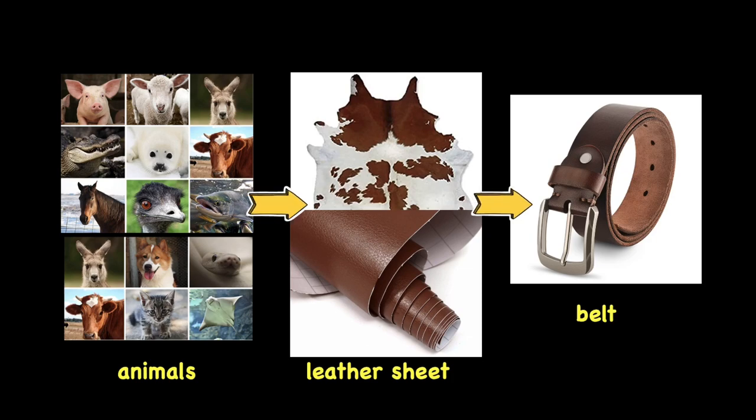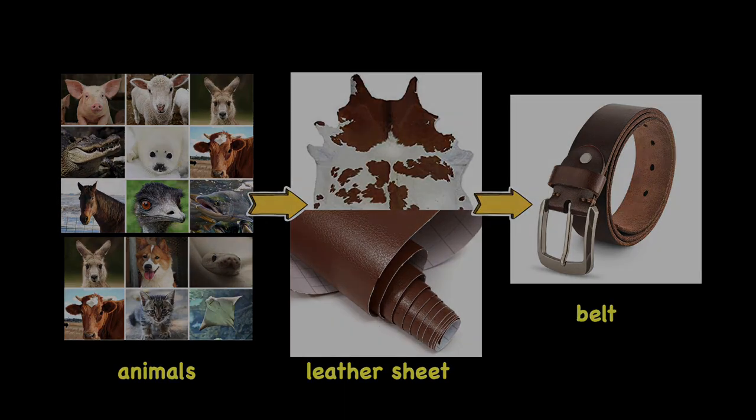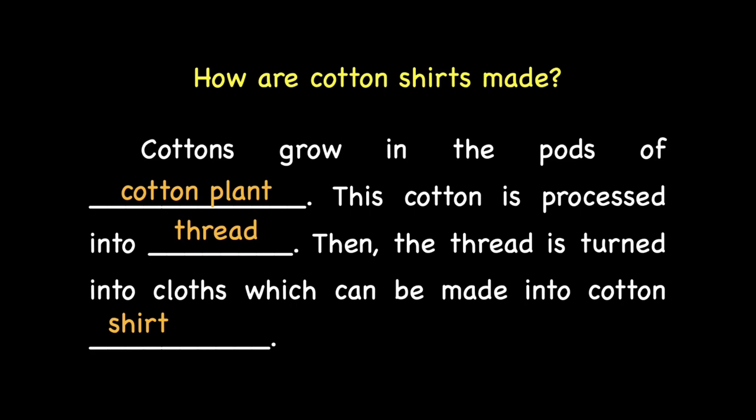Now, we are going to check the answers. How are cotton shirts made? Cottons grow in the pods of cotton plant. This cotton is processed into thread. Then, the thread is turned into clothes, which can be made into cotton shirt. Did you get it correct? Great!